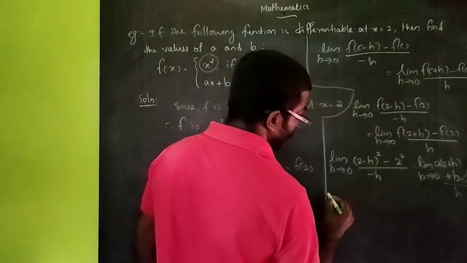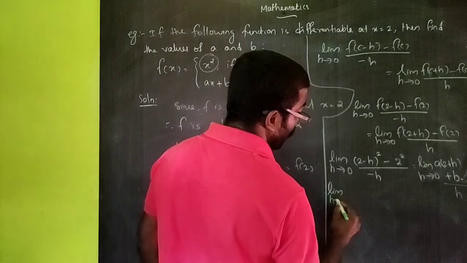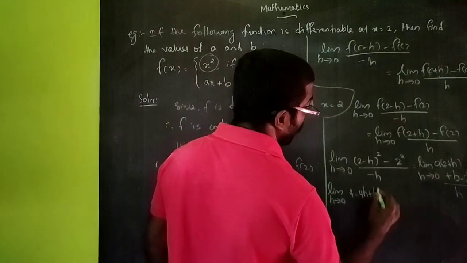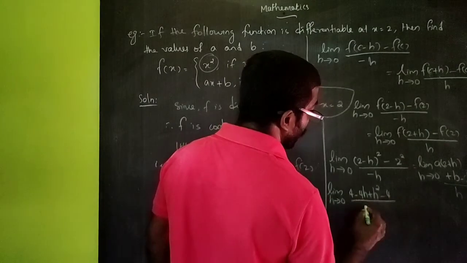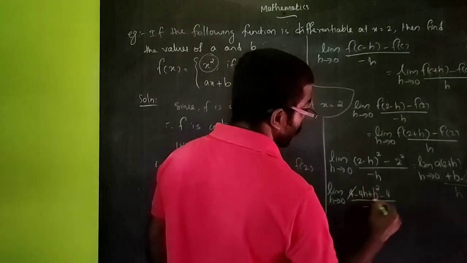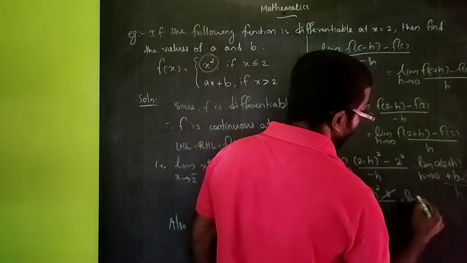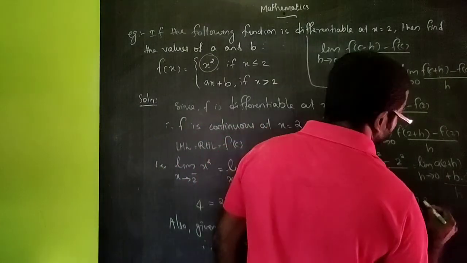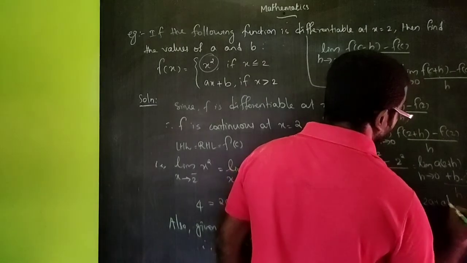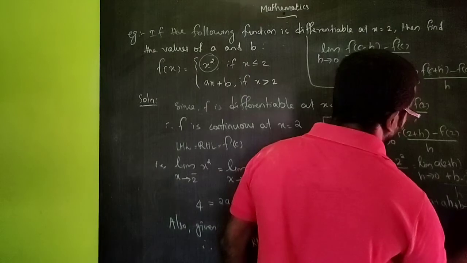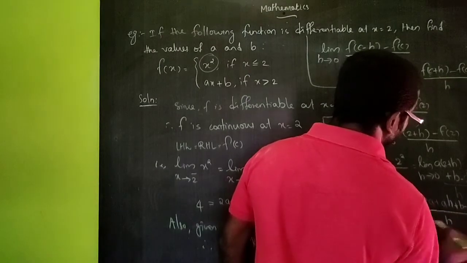Here we can expand this one. Limit h tends to 0, 4 minus 4h plus h square minus 4 divided by minus h. This plus 4 and minus 4 we can cancel. And which is equal to limit h tends to 0, 2a plus ah then plus b minus 4 divided by h.